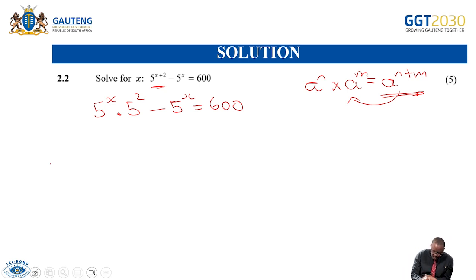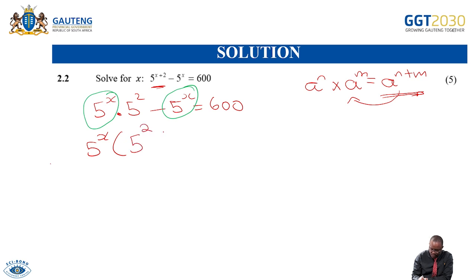So now, here we also look at what is common, which is 5 to the power of x. Remember, we have 2 terms there. 5 to the power of x multiplied by 5 to the power of 2 minus 5 to the power of x. Then how do we now solve it? I'm going to say 5 to the power of x, we take it out as a common factor. We're going to have 5 squared minus 1. It's not 0, it's 1. Then it's equal to 600.